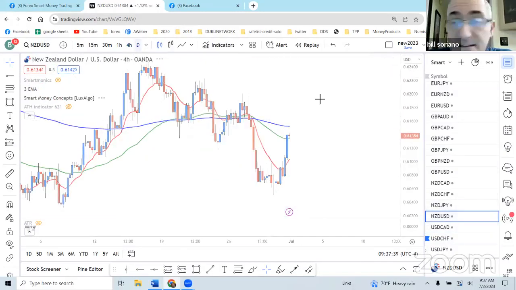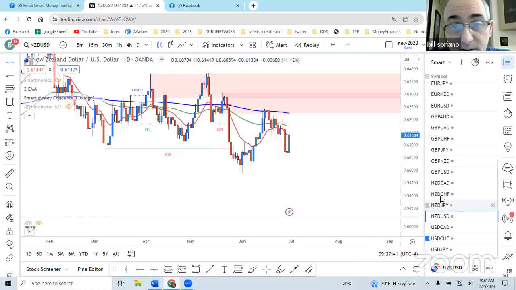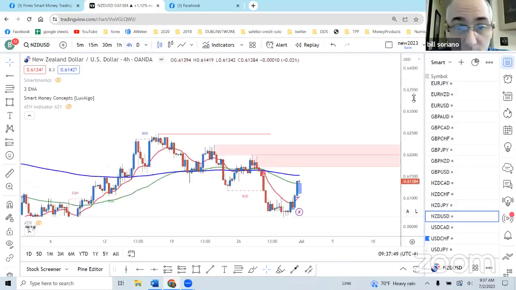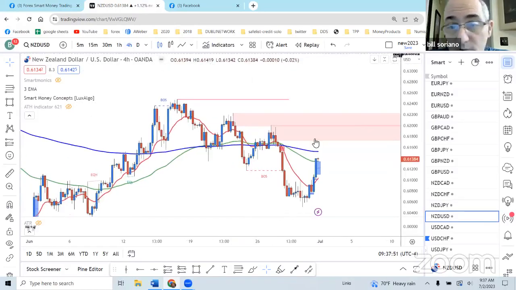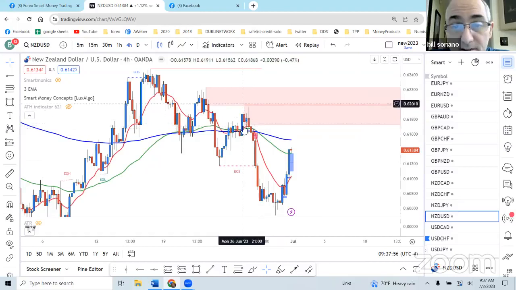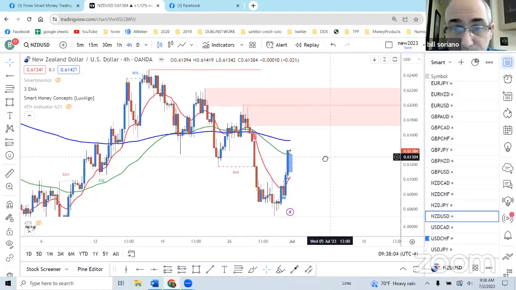Okay, so NZD USD, we're looking at this here on the daily. On the daily, the order flow is bearish, as you can see here. When we look at the 4-hour, we're also bearish on the 4-hour, right? So this is giving us this order block right here. I don't really like this order block, although I do because we got a nice engulfing candle right here.